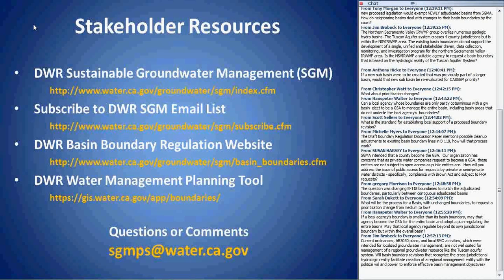So the cleanup, or as we could call it, an administrative adjustment to the lines, would be matching the GIS line work or the lines to the written description that's in Bulletin 118-2003. So we see this as essentially having two phases of cleanup.